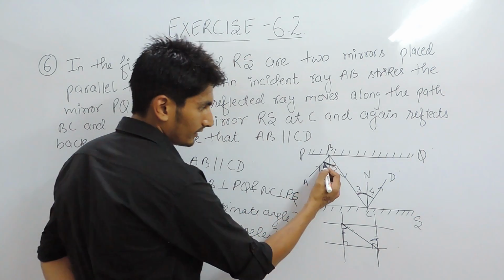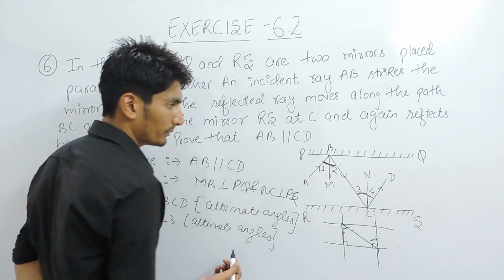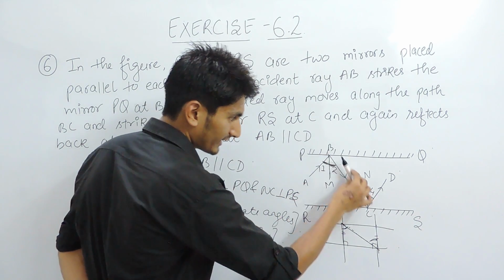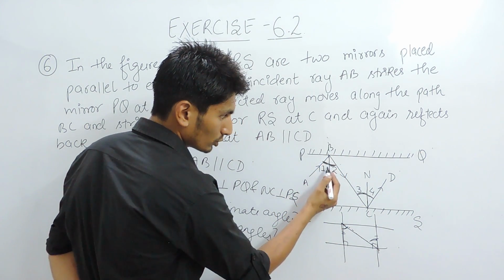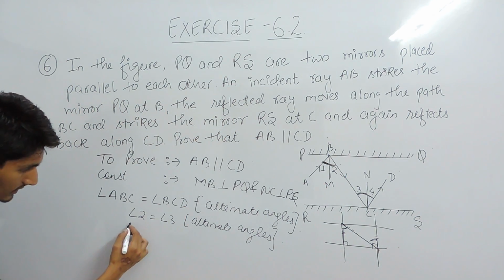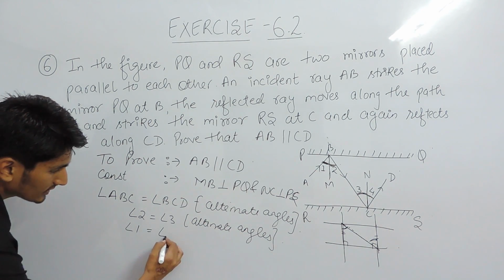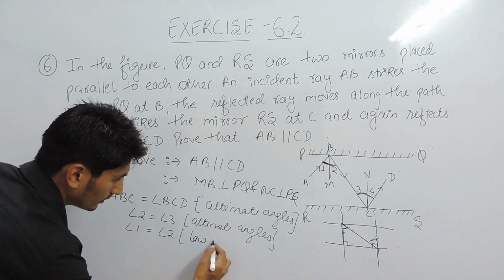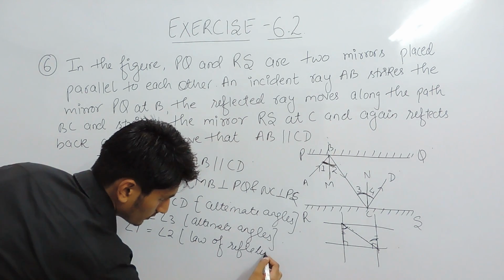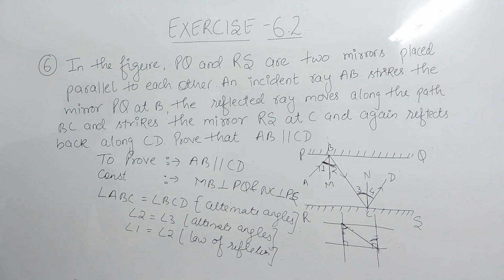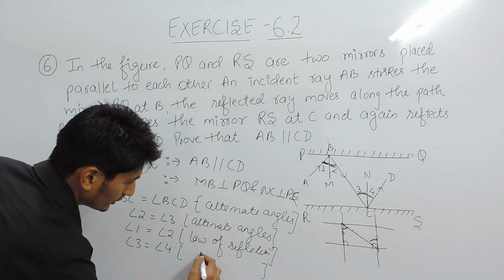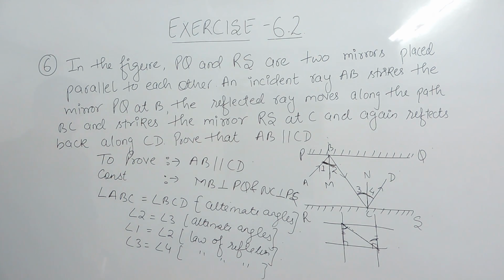And angle 1 is equal to angle 2, because the law of reflection says that when an incident ray strikes a mirror and is reflected back, if you draw a normal, the angle of incidence must be equal to the angle of reflection. So in this case, the angle of incidence is angle 1 and the angle of reflection is angle 2 by the law of reflection. Similarly, angle 3 must be equal to angle 4, again from the law of reflection.